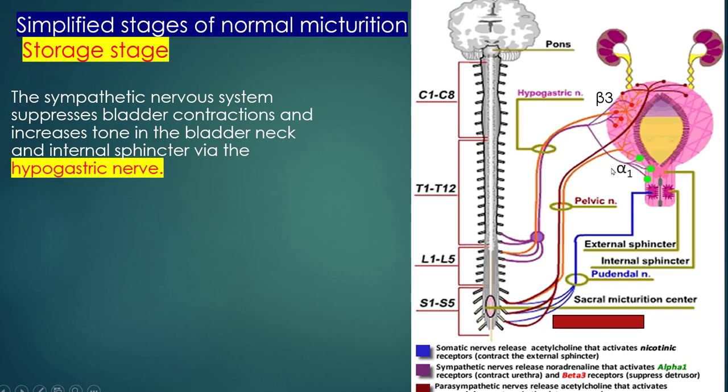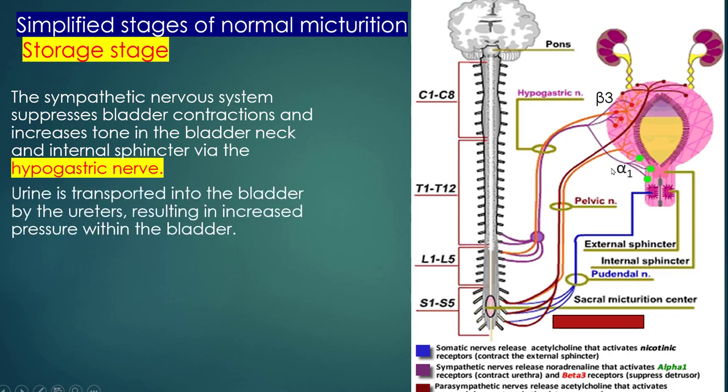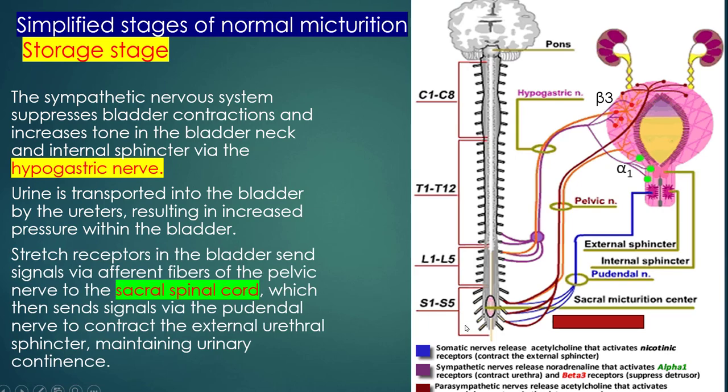Urine is transported into the bladder by the ureter, resulting in increased pressure within the bladder. Stretch receptors in the bladder send signals via afferent fibers in the pelvic nerve to the sacral cord. Reflexes from the bladder are sent to the sacral cord, which then sends signals via the pudendal nerve to contract the external urethral sphincter, maintaining urinary continence.